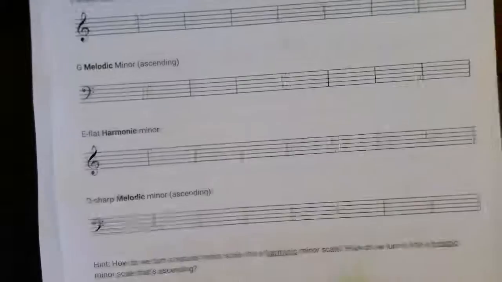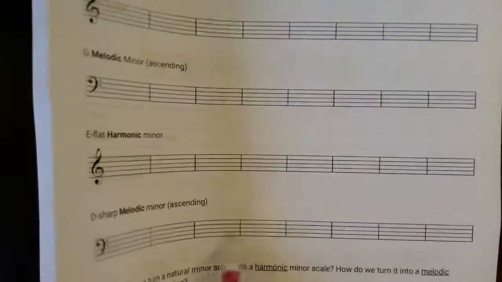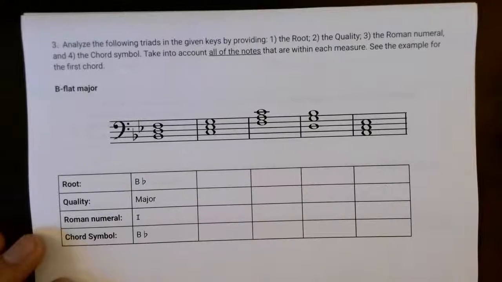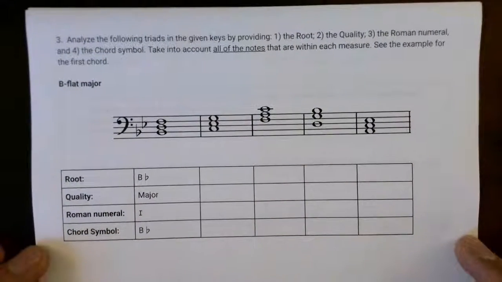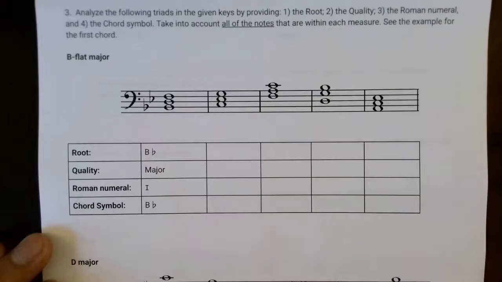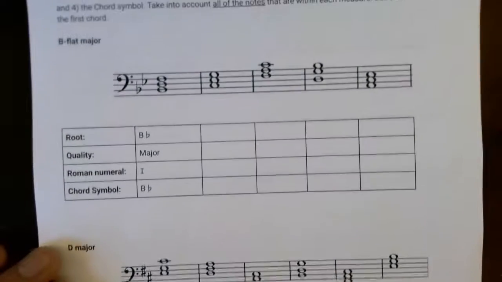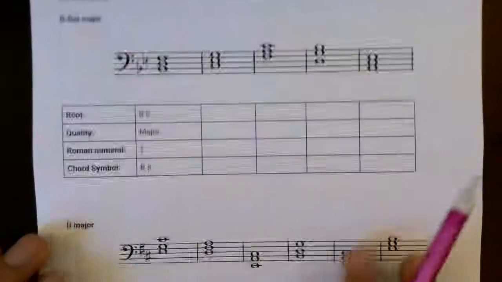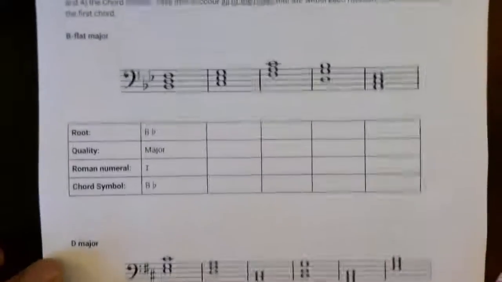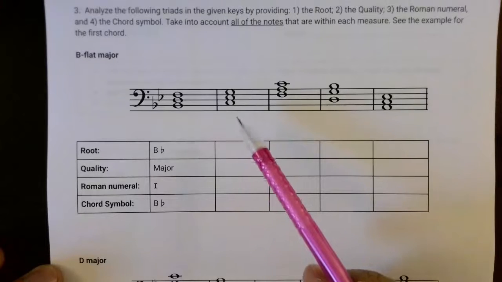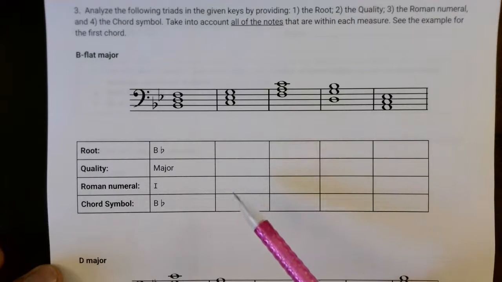Finally, on the third page, here is information that you need to complete that are related to Roman numerals and chord symbols. So this is a culmination of all the things that we've been working on for the last few weeks. I have given you 10 chords altogether, 4 in B flat major, and 6 in D major. For each of these chords, I'd like you to give me the root of the triad, the quality, the Roman numeral, and then also the chord symbol.